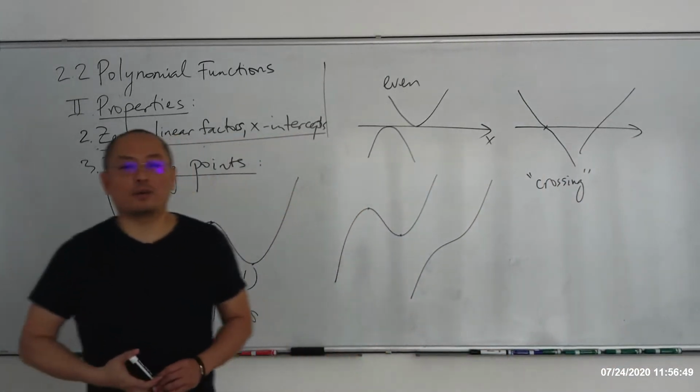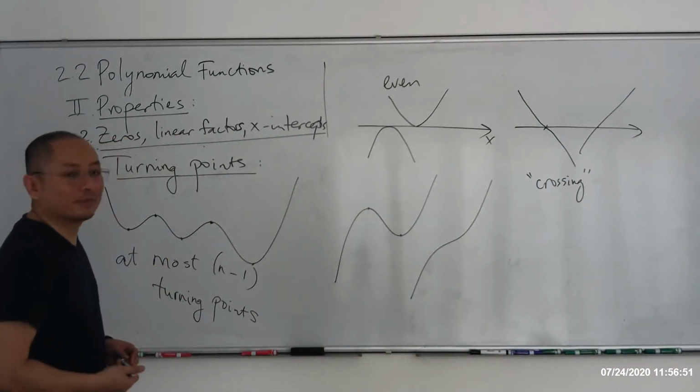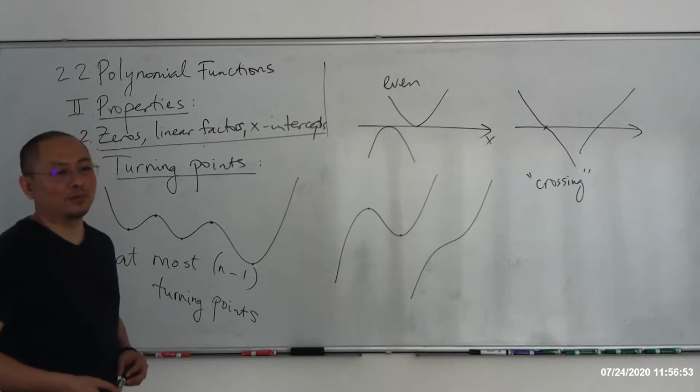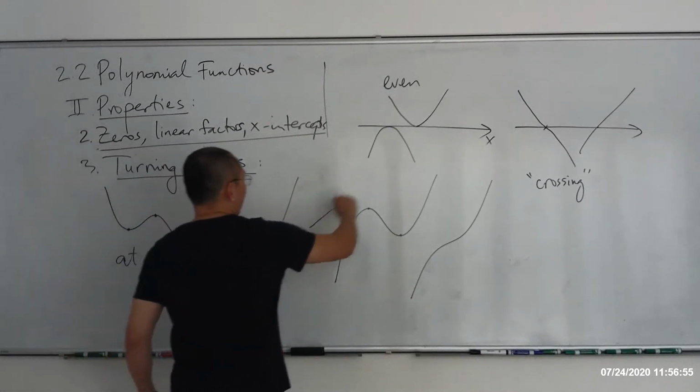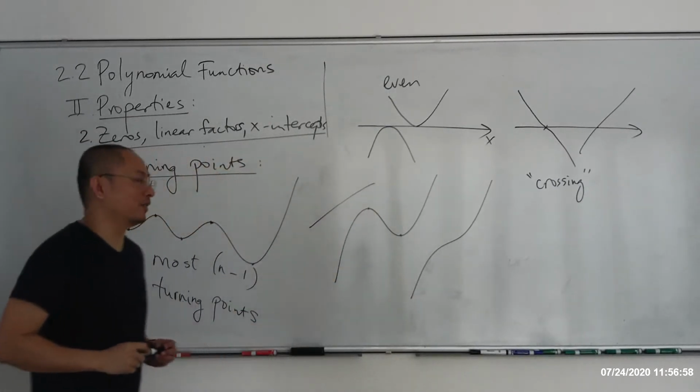What about polynomial of degree 1? It's a line. No turning point. Okay? The line goes up forever. The line goes down forever.